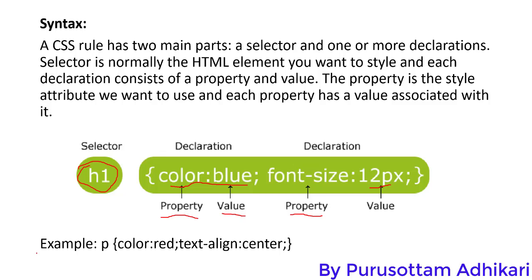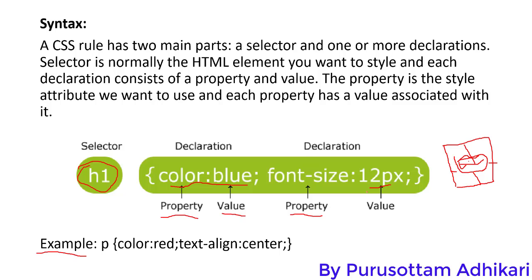Let's take an example. For p, paragraph color is red and text-align is center. We get this type of output in the HTML document. Here the paragraph is red and it is aligned in the center of the document, meaning centered from this side and this side.